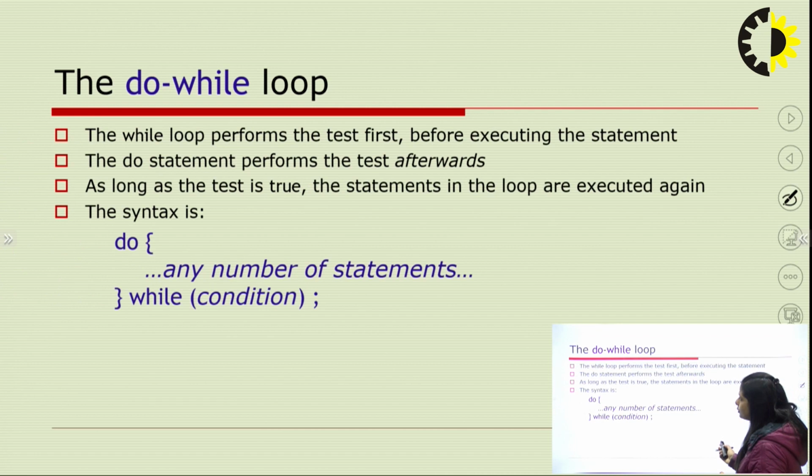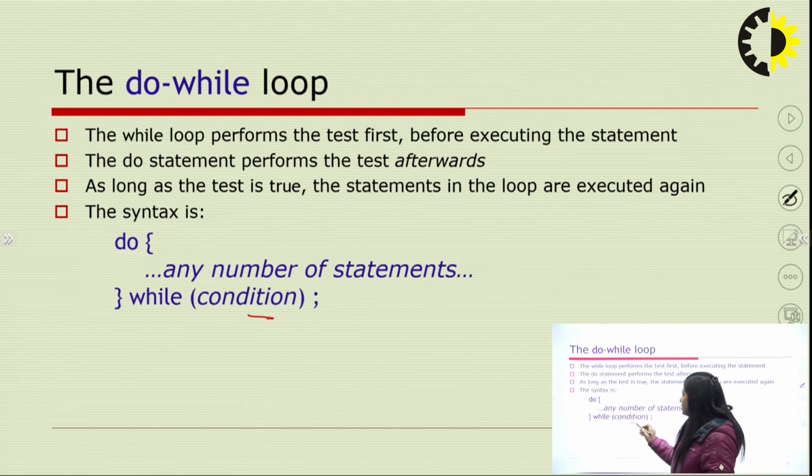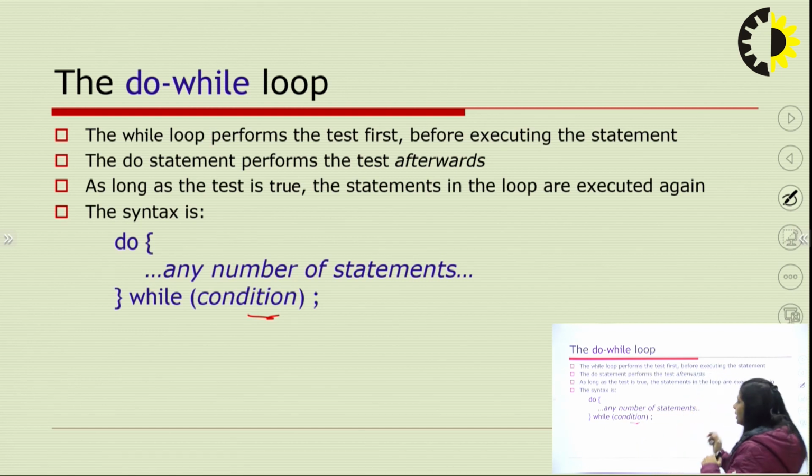That is our do while loop. Next is the do while loop. Yes, this is also known as an exit control loop. That means first the loop will be executed, and later on it will check the condition. The while loop performs a test first before executing the statement, and the do statement performs a test afterwards. As long as the test is true, the statements in the loop are executed again.